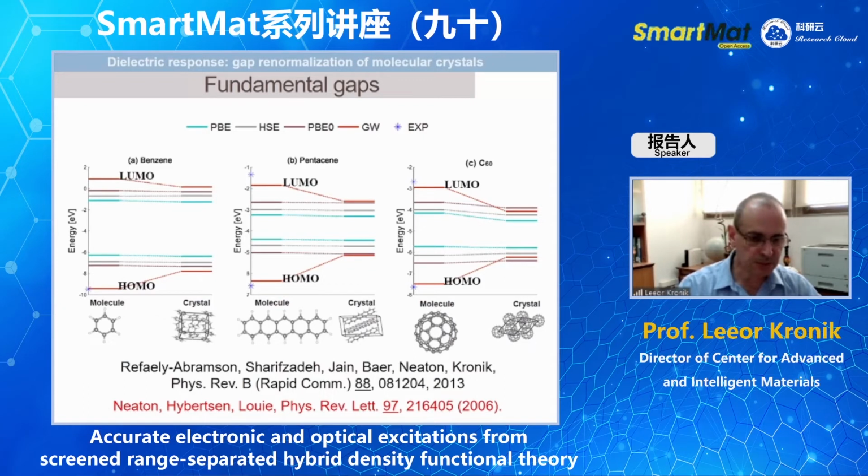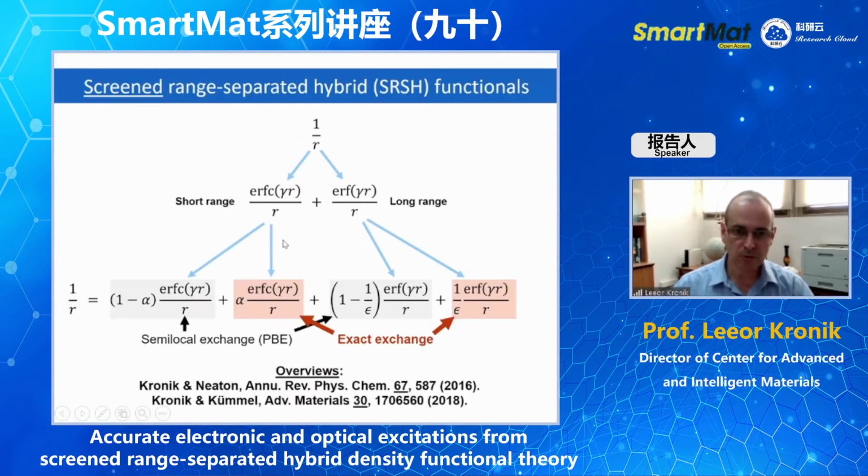Now, in a dielectric material, because of screening, the asymptotic potential is no longer 1 over r. It's actually 1 over epsilon r, where epsilon is the dielectric constant. That's something that we know from basic electrostatics. So that should somehow be in the functional. So how do we do that? So again, we return to this range partition scheme, the error function and the complementary error function. And now we further divide it in the short range by alpha and 1 minus alpha, in the long range by 1 over epsilon and 1 minus 1 over epsilon.